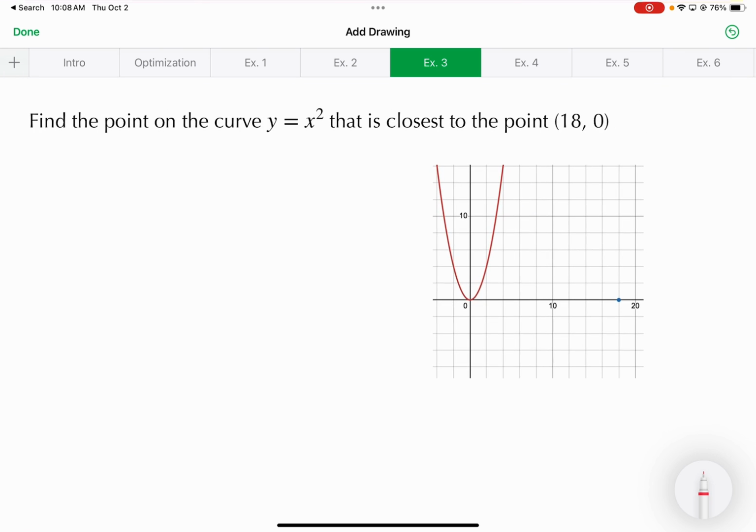Which means, what are we using here? We are using the distance formula. Which means, what do we need to do to the distance formula? Yeah, we need to find the minimum by taking the derivative, right? Oh, that sounds like a blast. Let's do it.